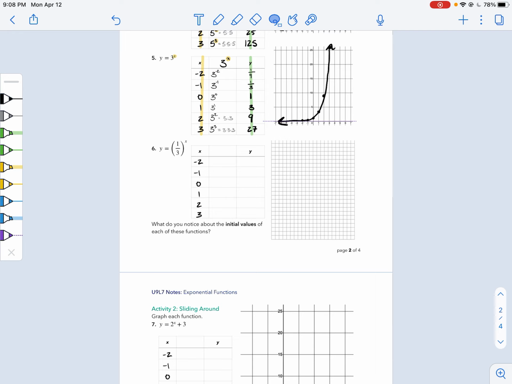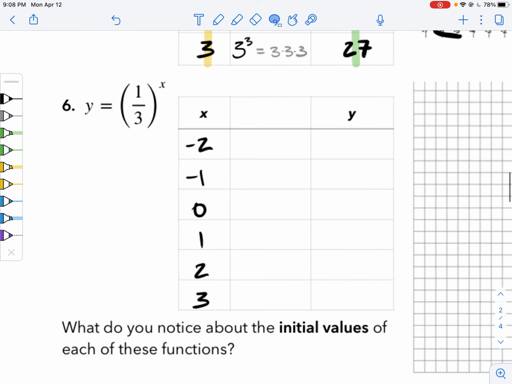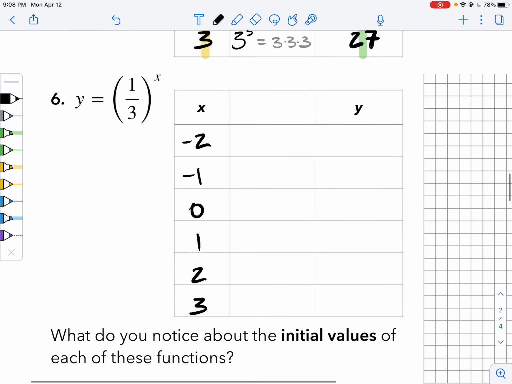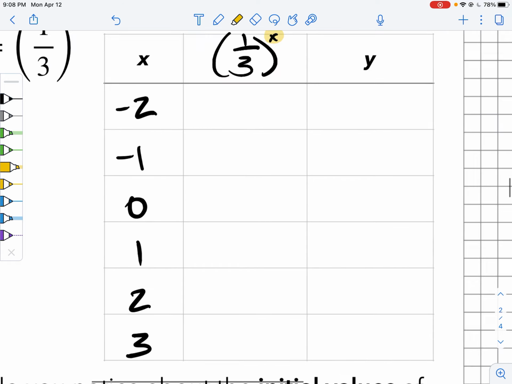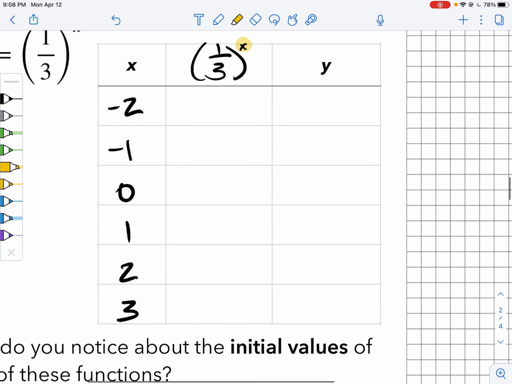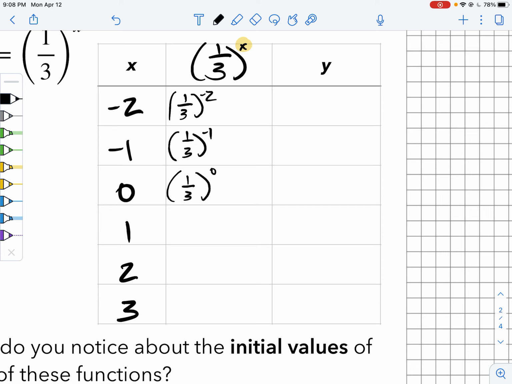Ooh, fractions. Don't let them scare you. I like fractions, actually. So we need to figure out what is 1/3 raised to the x power. And here's where it gets fun, because we actually need to think backwards. Okay? So we have 1/3 to the -2nd, 1/3 to the -1st, 1/3 to the 0th, 1/3.